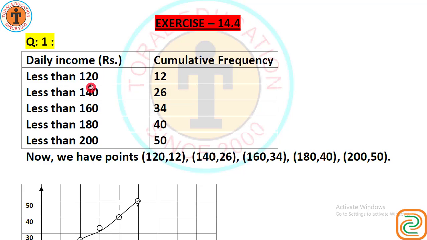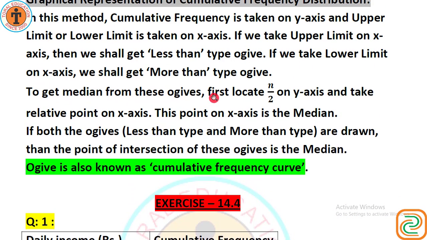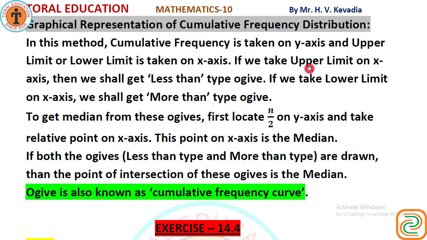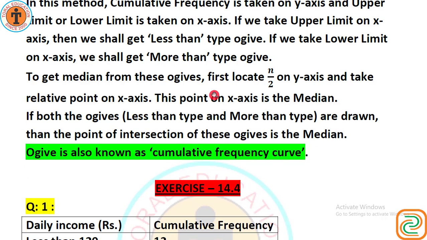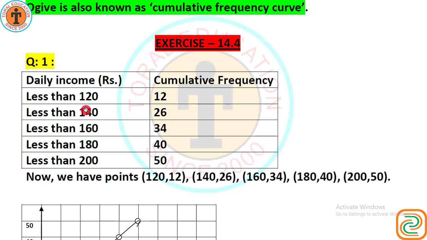Less than 120, that is, we have taken the upper limit. If we take the upper limit on the x-axis, we will get the less than type. Less than 120, 12; less than 140, add both of them, 12 plus 14, that is 26. Less than 160, add another 8, that is 26 plus 8, 34.